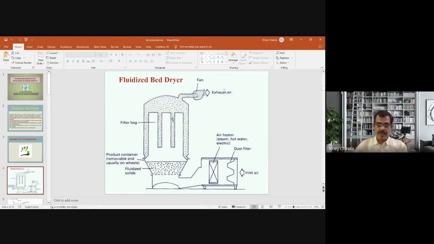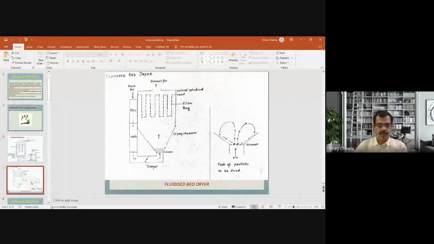So the very fine particles are collected here, and some of the very fine particles are going through the exhaust air, which can be taken to the next concept, that is further clear from this diagram. As you can see, this is another representation of fluidized bed dryer. Fresh air is coming, it is passing through a filter, then a heater. There is a screen on top of which there is a fluidized bed of solids, and an exhaust fan is there which is making possible the movement of air in this direction.